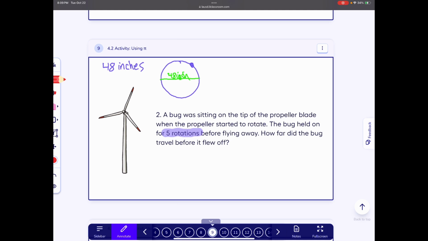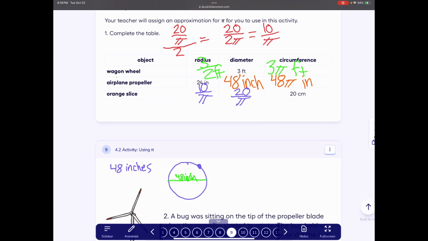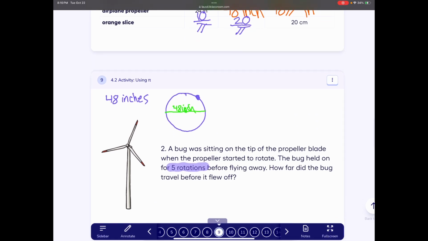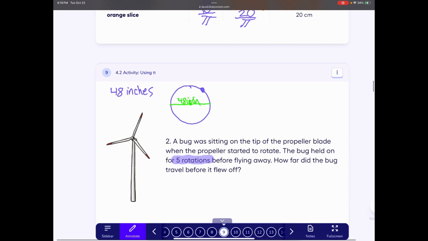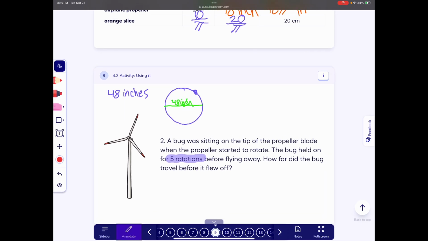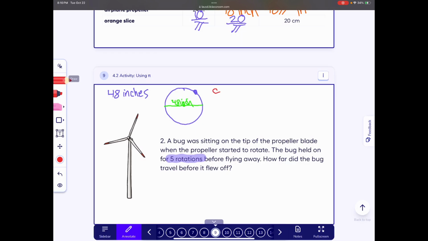So what's the circumference of the propeller? We figured it out already. The circumference is 48 pi. So one rotation is 48 pi. Okay, that's 1 rotation. How about 5 rotations? Well, 5 rotations is 5 times the circumference, and that is 5 times 48 pi.